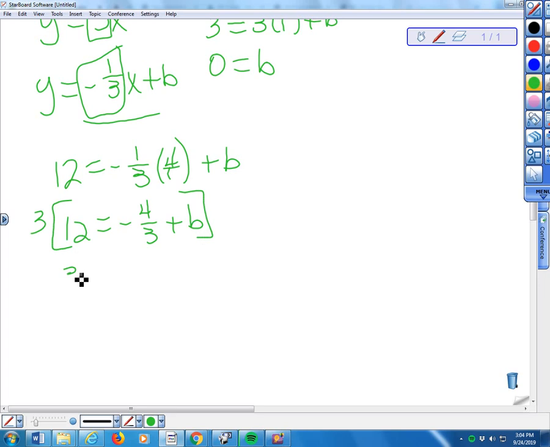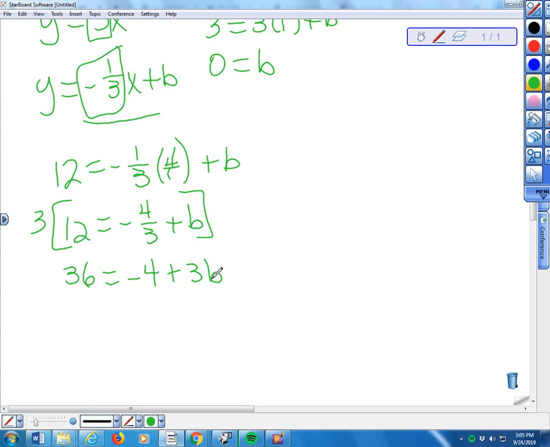This becomes 36 equals negative 4 plus 3b. Much easier to work with. You just have to remember you've got to do it to every term. If you're going to use this trick, you've got to do it to every term or you're going to get yourself in trouble. Okay, now we solve.